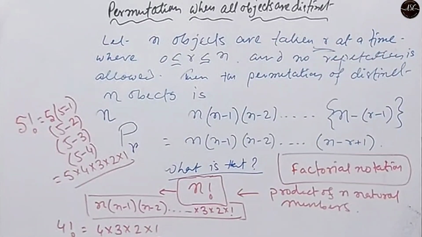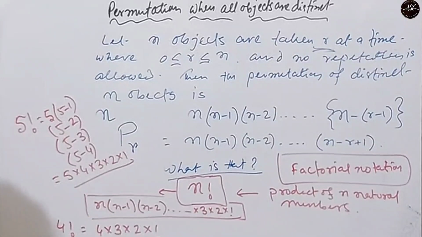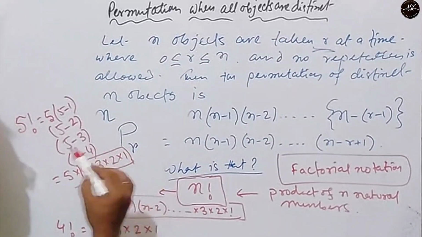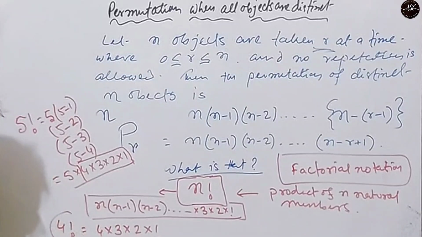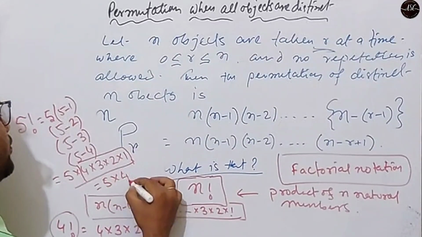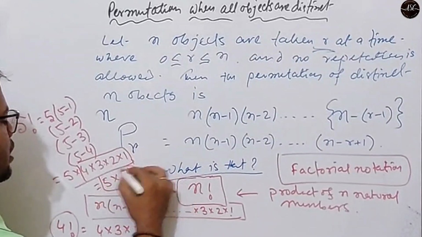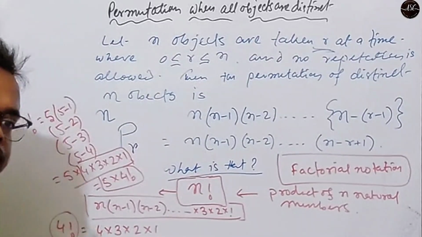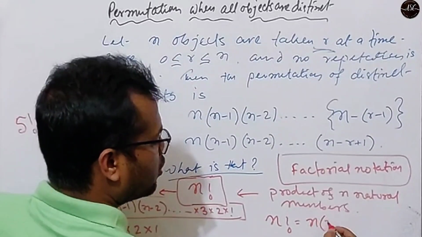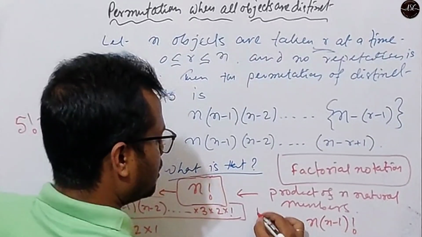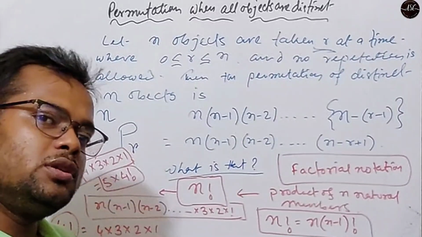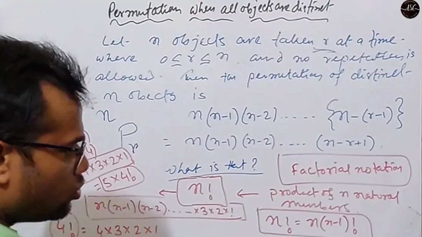If we compare 5 factorial and 4 factorial, just look here, 4 into 3 into 2 into 1 is the 4 factorial value. So 5 factorial can be written as 5 into 4 factorial. This is also a theorem: n factorial is equal to n into (n minus 1) factorial. This formula we will use several times, so this should be remembered.